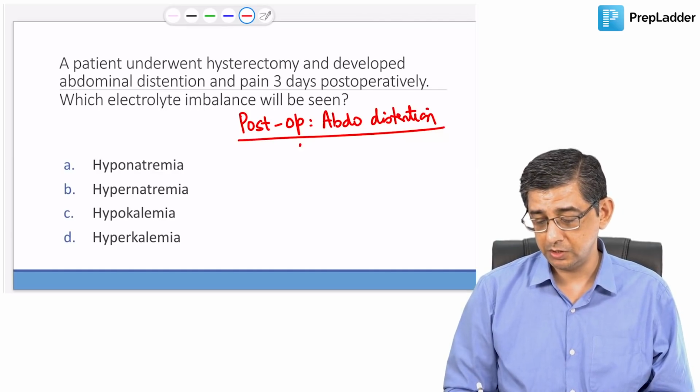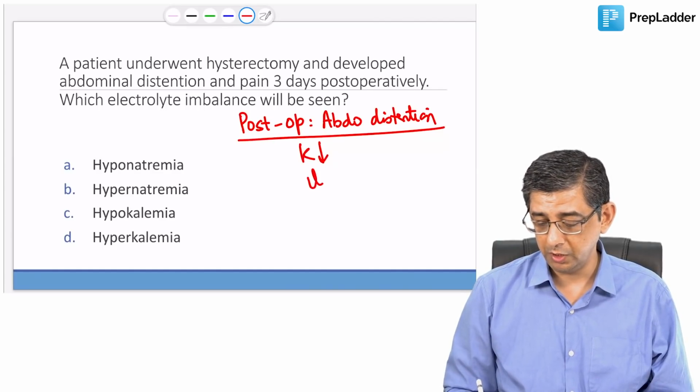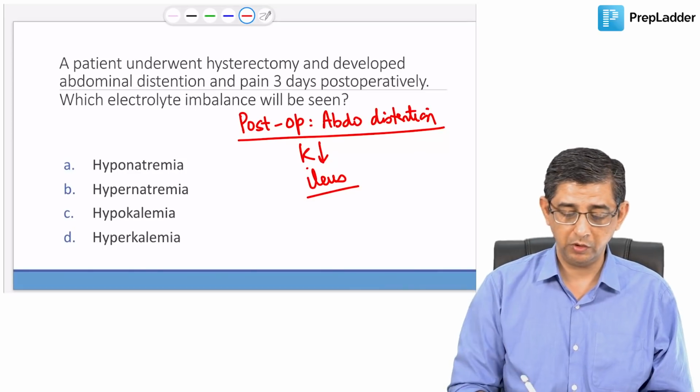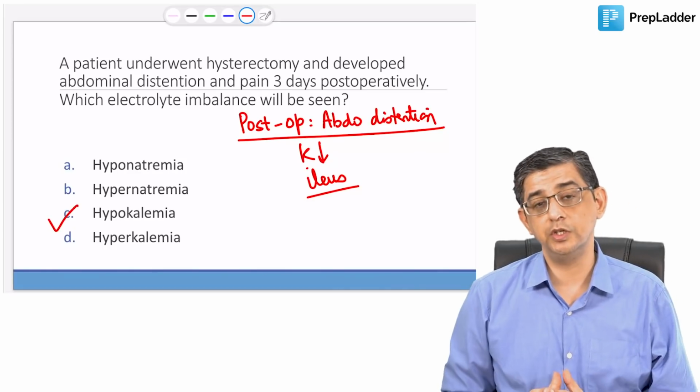Post-operative abdominal distension, the leading cause of this is hypokalemia. It will cause gross abdominal distension. It will cause ileus. The answer to this question is option number C.